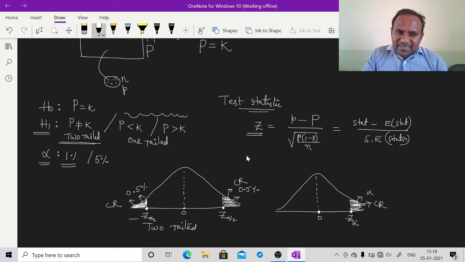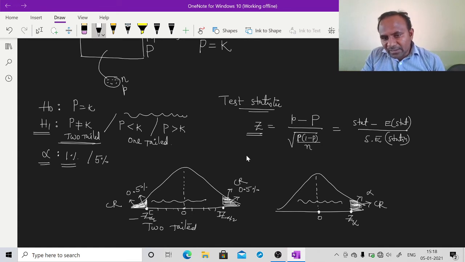Suppose your z test statistic value is in between these two values, minus z alpha by 2 and plus z alpha by 2; that comes under the acceptance region, something like this. There you have to accept the null hypothesis. The statement p is equal to k will be accepted if your z value comes under this, once you are using the alternative hypothesis as not equal to type. Once you are using the alternative hypothesis as a one-tailed test, if your z value is under this region, then you need to accept the null hypothesis. Otherwise, if it is more than z alpha, you are rejecting the null hypothesis.